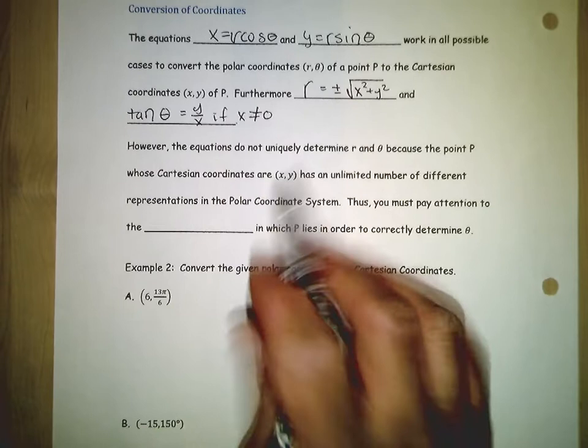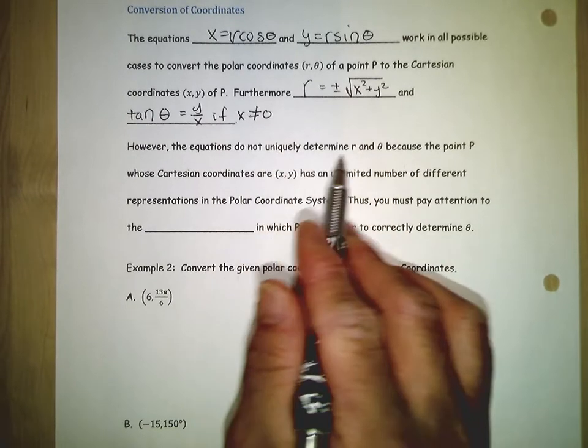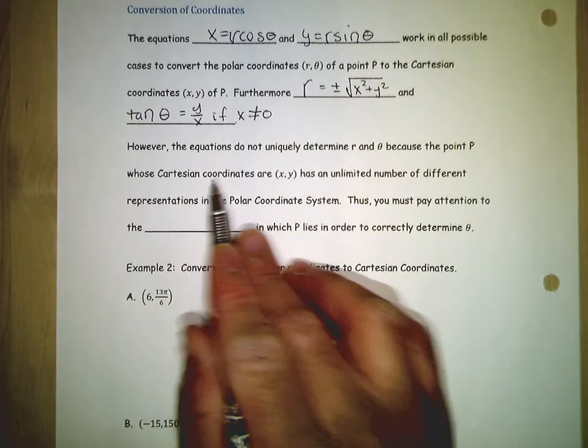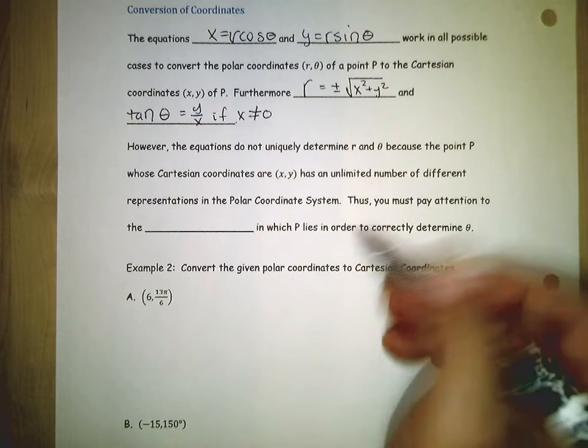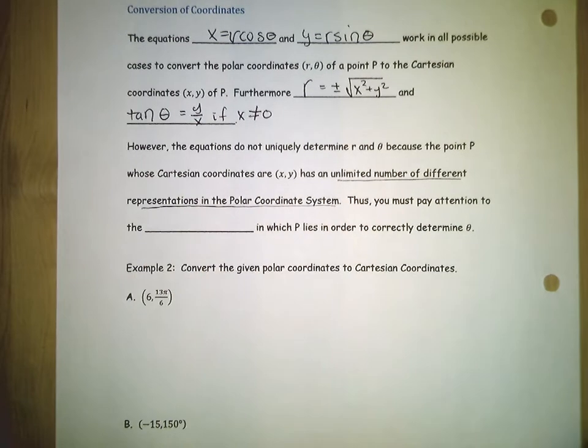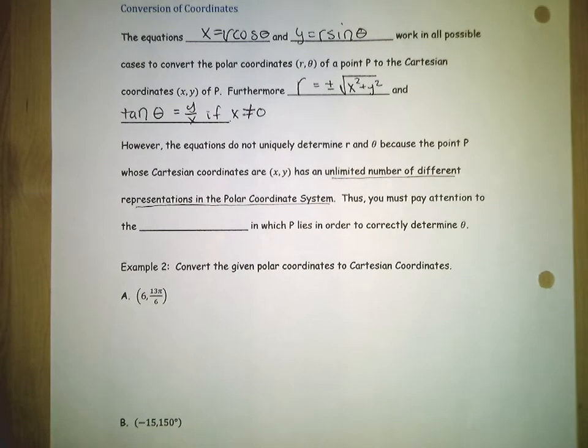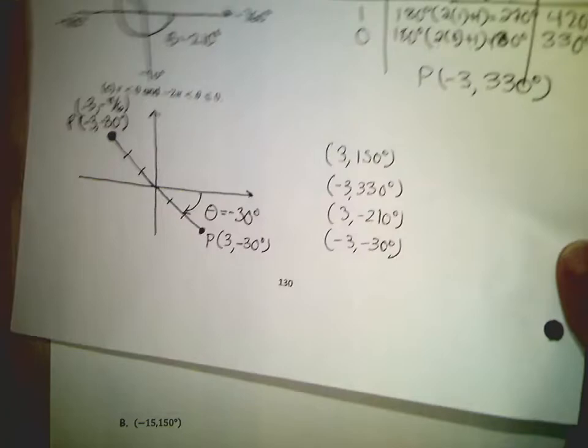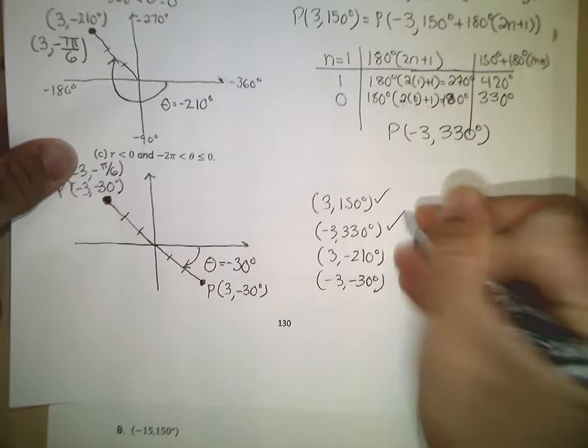However, the equations do not uniquely determine r and theta, because the point P, whose Cartesian coordinates are x, y, has an unlimited number of different representations in the polar coordinate system. That's what we just talked about, that there are unlimited ways to represent the same point. You can see that even in this case, we found 4 ways to represent the same point.